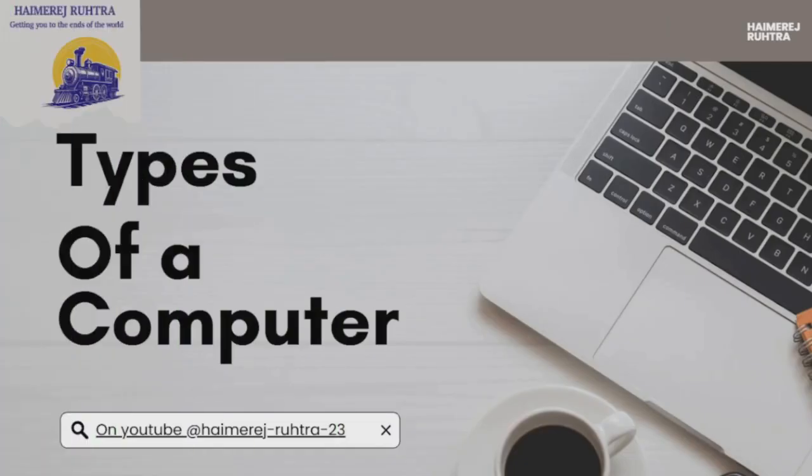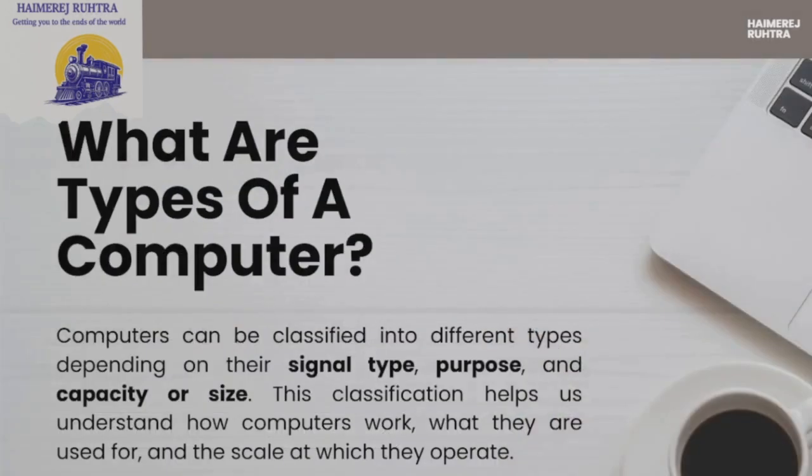So that's what we did for the last session. Then we move on to the types of computer. After talking about the basics, at least we have to get to know the types of computer we have in the system. So what are the types of computer?